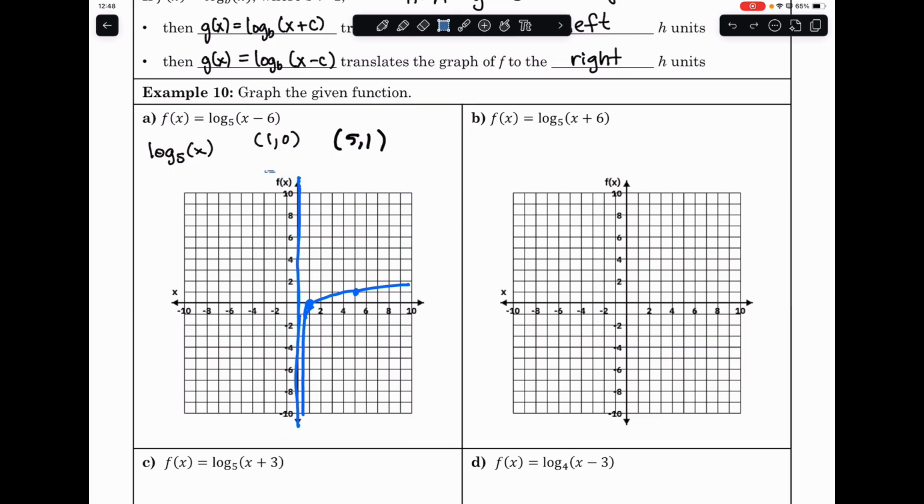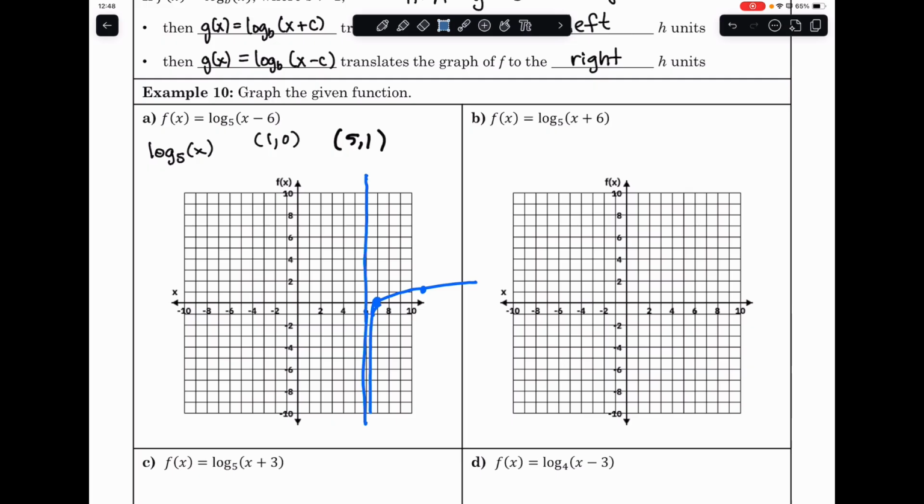Let me highlight it all. There we go. Okay, and let me move all of that: 1, 2, 3, 4, 5, and 6. So you see, look at this. Notice that it's moving this entire graph 6 units to the right. Move the vertical asymptote 6 units to the right.